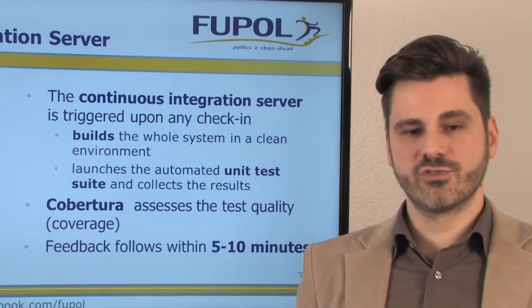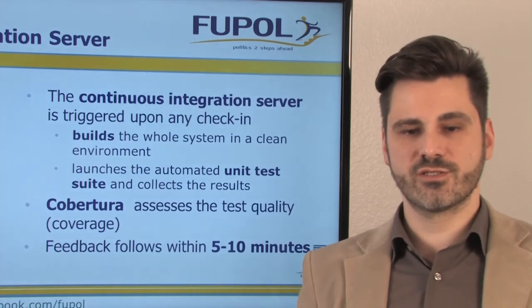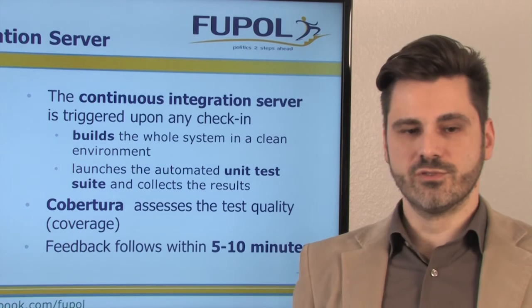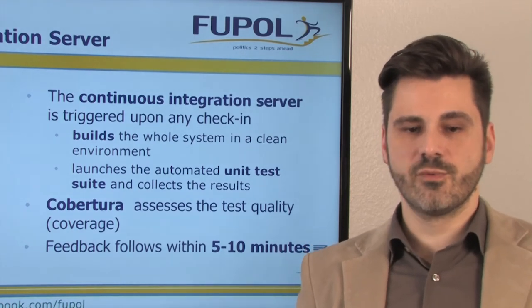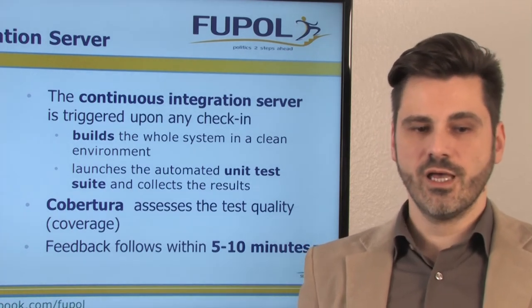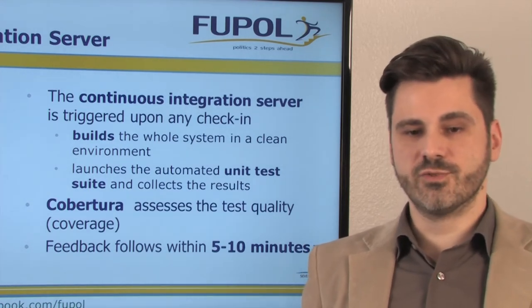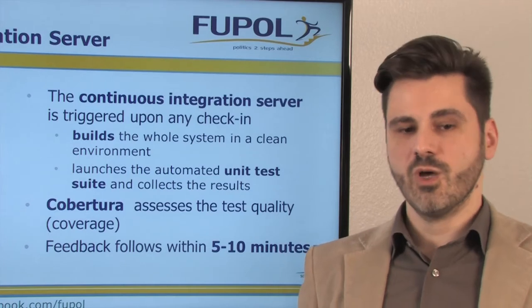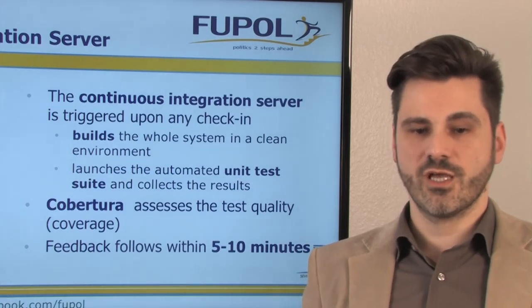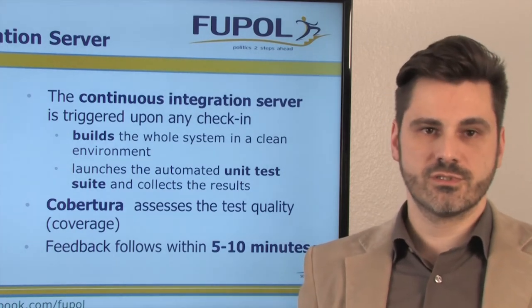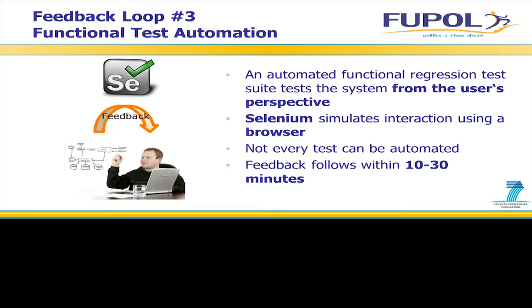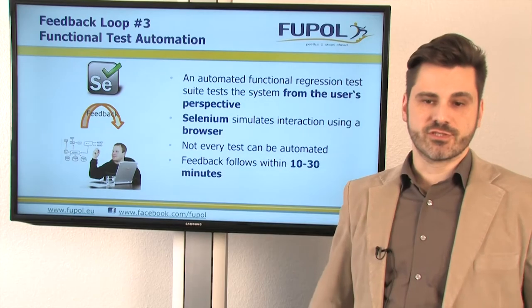Jenkins, an open source continuous integration server, is used to manage the CI process. Cobertura is used to assess the test's coverage by instrumenting the product's code and tracking each touched statement. This way it's possible to calculate the rate between tested and untested code, providing the test coverage percentage and important test quality metrics. The third feedback loop involves the functional regression tests.